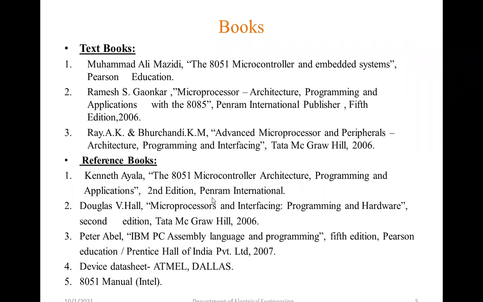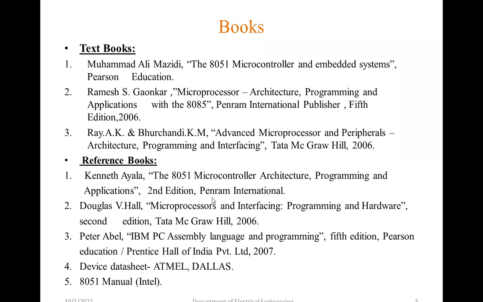Because if you're writing for a temperature sensor, the temperature sensor gives the binary form, which is understood by 8051 and 8085. But you have to convert this binary form into which form? You have to convert into the decimal form, because common people don't understand the binary system. Common people understand the decimal system. So you have to convert this binary into decimal.